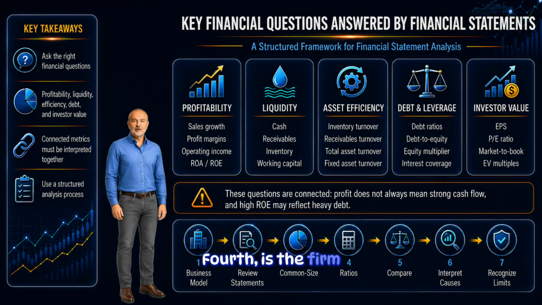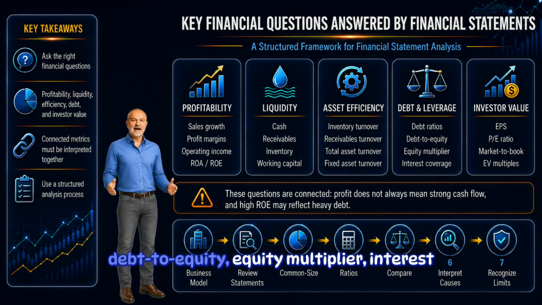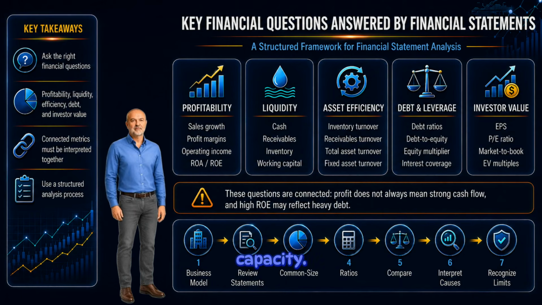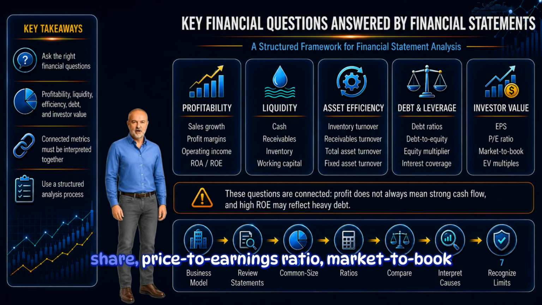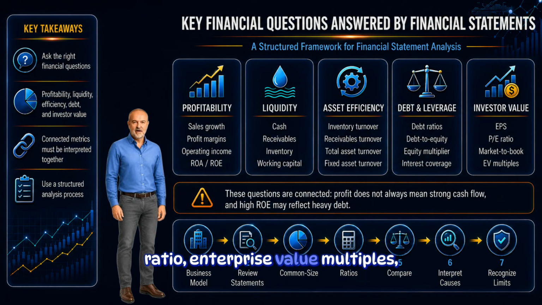Fourth, is the firm relying heavily on debt? We examine debt ratios, debt to equity, equity multiplier, interest coverage, and debt service capacity. Fifth, is the firm creating value for investors? We consider earnings per share, price to earnings ratio, market to book ratio, enterprise value multiples, and stock performance.